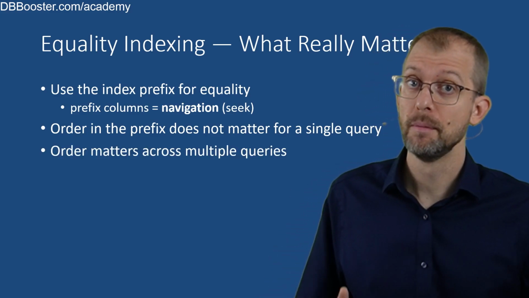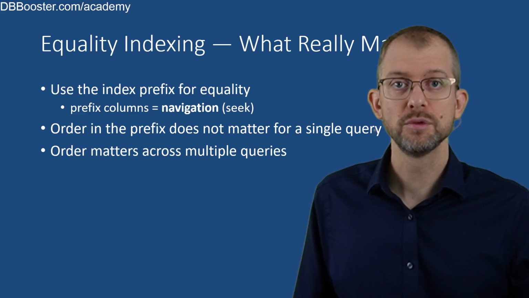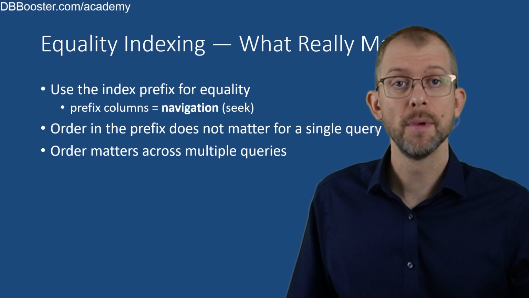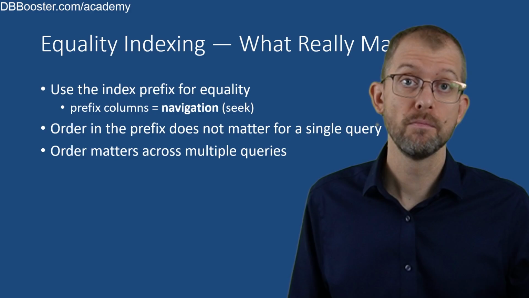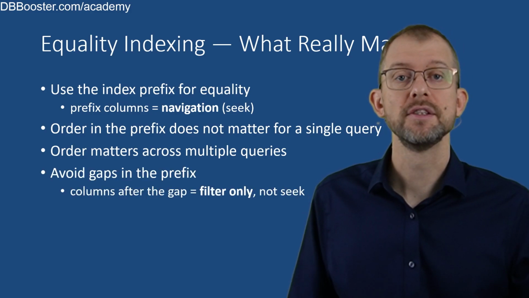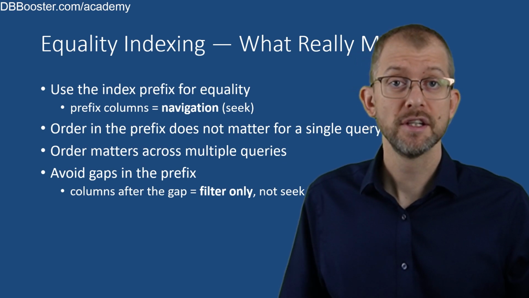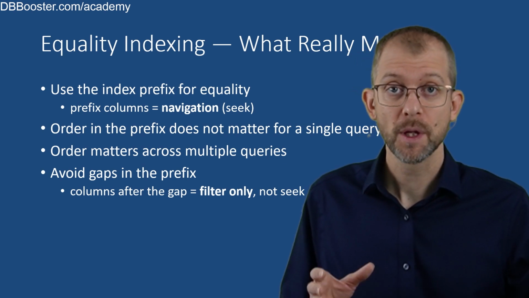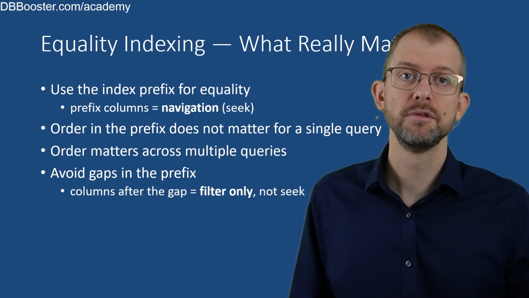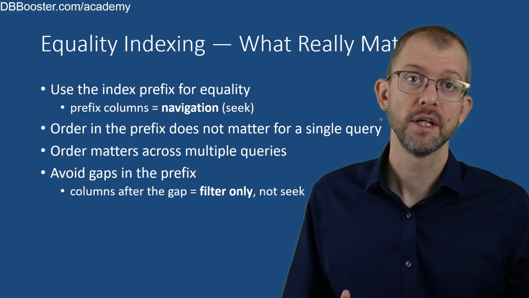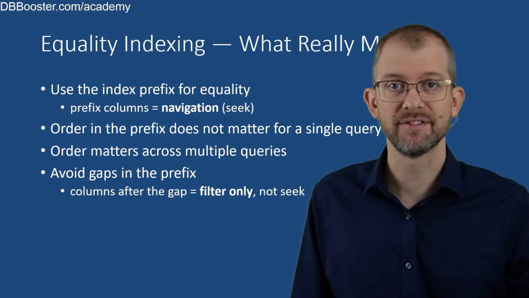However, when you have multiple different where clauses, the order suddenly matters. The goal is to design your indexes so they support multiple queries while keeping the index count low. The most dangerous trap is when only part of your equality filters is in the index prefix. The database will traverse only with the prefix columns, and any equality columns after the gap will be used just to filter out rows that have already been read. That can increase the number of rows significantly.